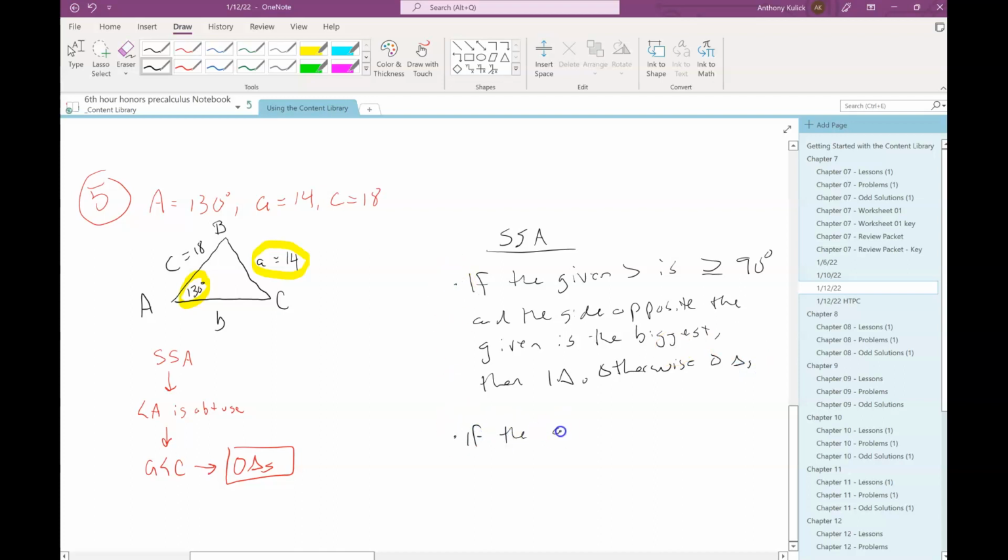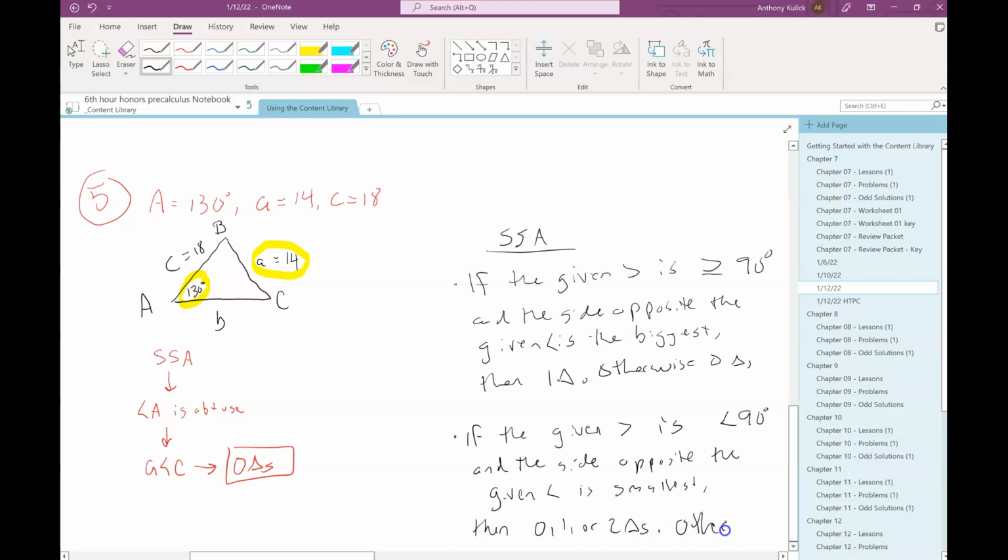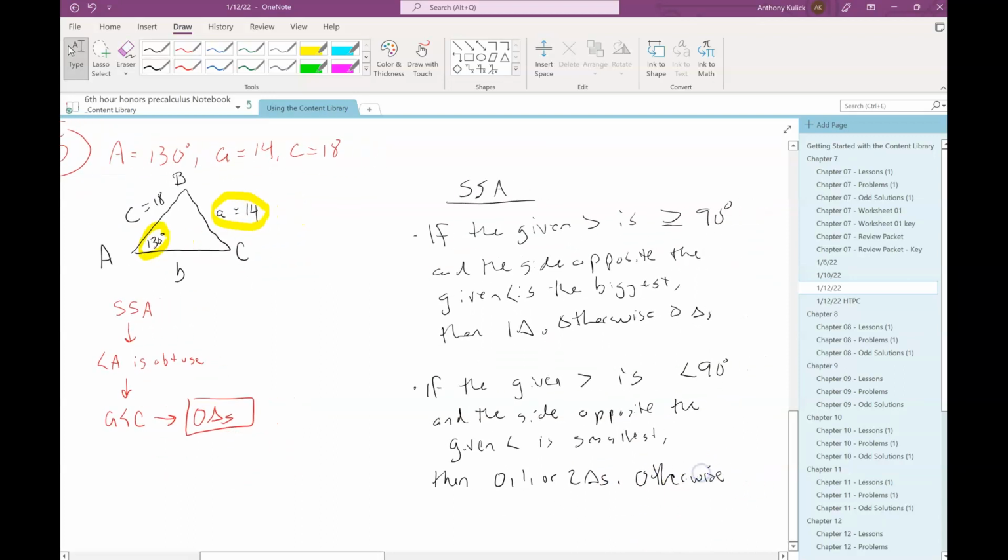And then if the given angle is acute and the side opposite the given angle is smallest, then that's the 0, 1, or 2 triangles. Otherwise, we just get one triangle. So that's the same thing as all those cases that we wrote out last time, just written in a way that's a little bit easier and more practical to use.